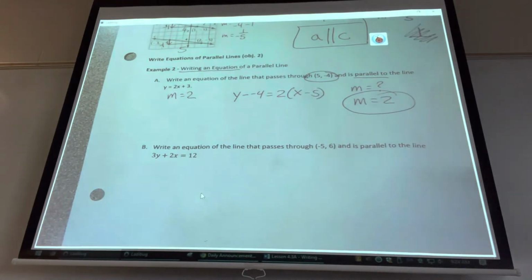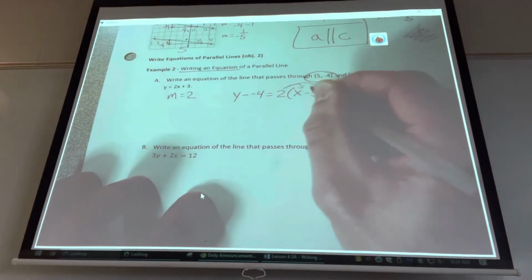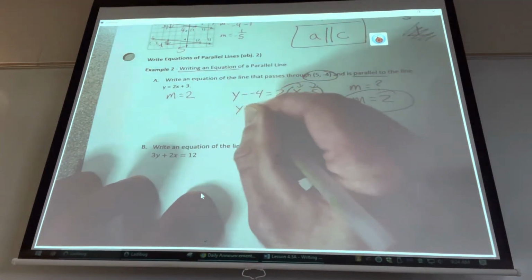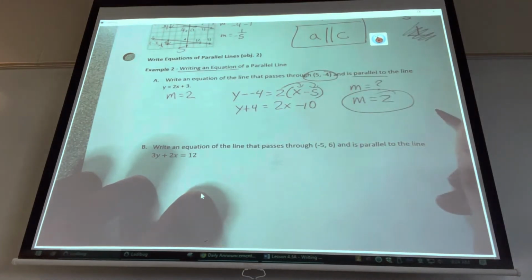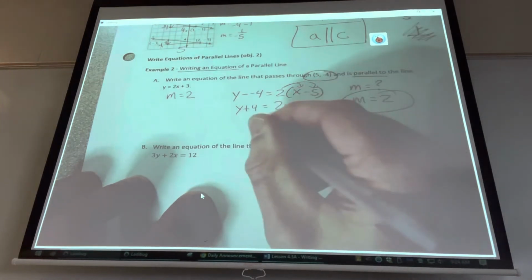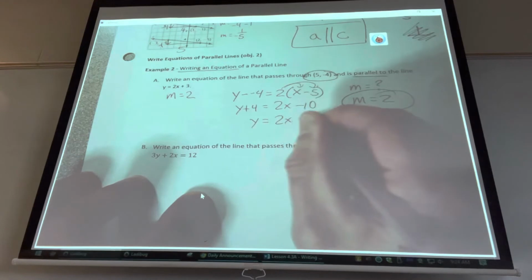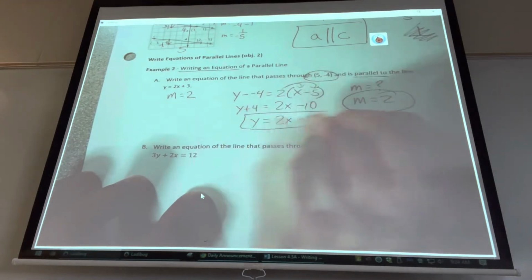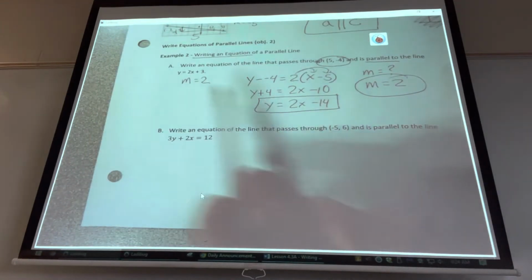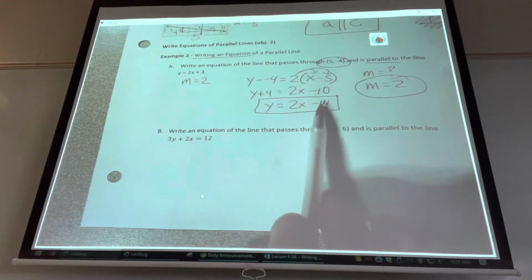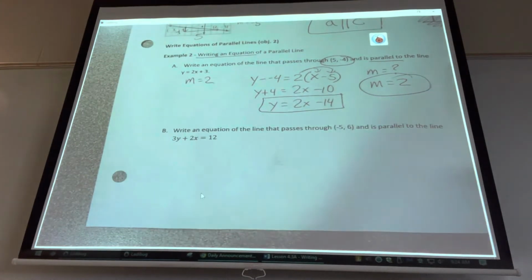And then class, what should we probably do? Yeah, go ahead and get y by itself. So distribute. Is this going to be y plus 4? Yeah. And what's left to do to get y by itself? Subtract the 4. And we are done. So class, do you see what I mean about how they have the same slopes but different y-intercepts? Same slopes but different y-intercepts.